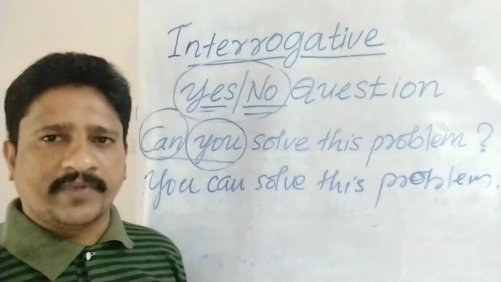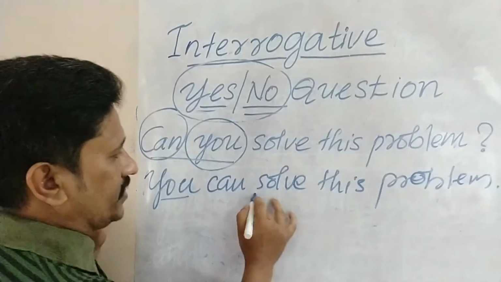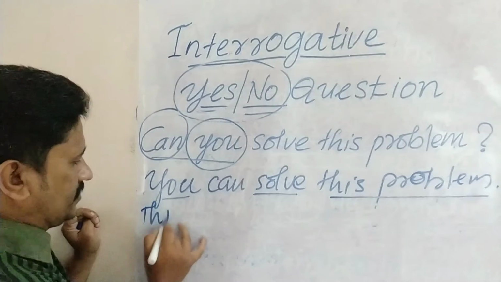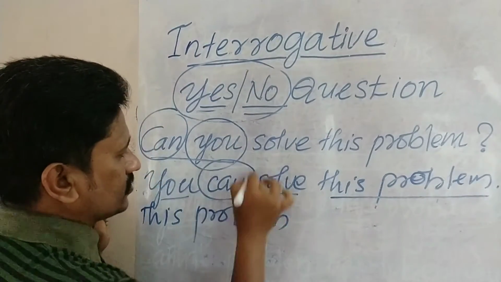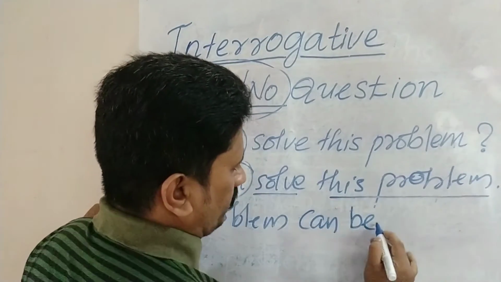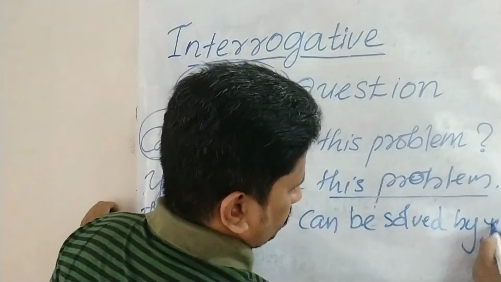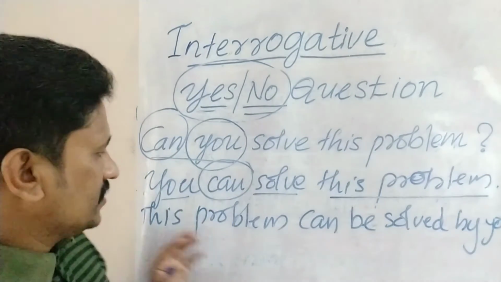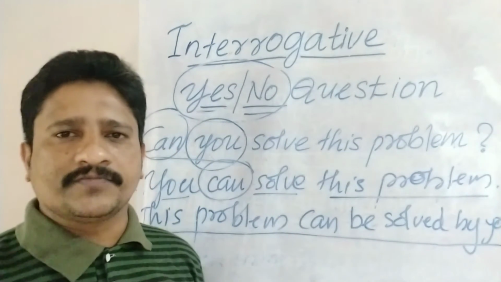Now to change this statement, I have given you a code in my previous session. Follow this code: subject, verb, and then object. So begin with the object, that is this problem. And when there is a modal auxiliary, can is repeated here. Use be from, can be solved, by you. So this is the passive form, but the problem is that this sentence is a statement now. It's an example of a declarative sentence.